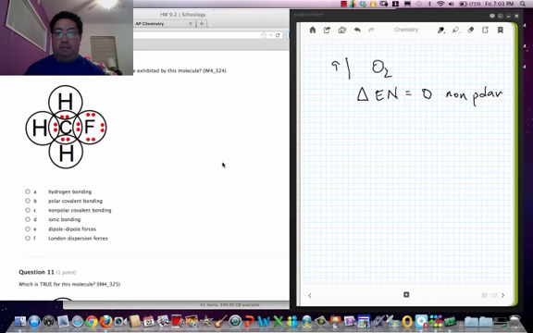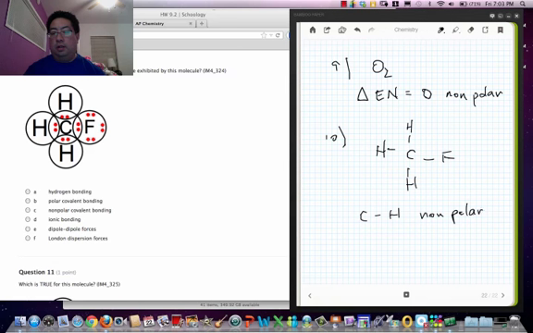Okay, 10 on mine looks like this. You have C, and you have H, you got H, H, and F. And they ask you what the intermolecular force is on these molecules. Now, I'm sure your teachers have told you, but the CH bond is nonpolar. But the CF bond is polar. So this makes this molecule as a whole polar.